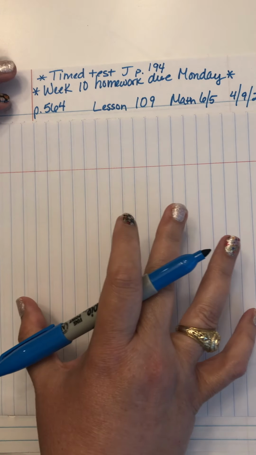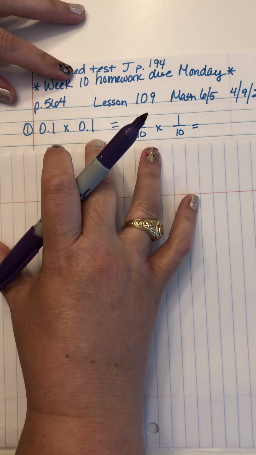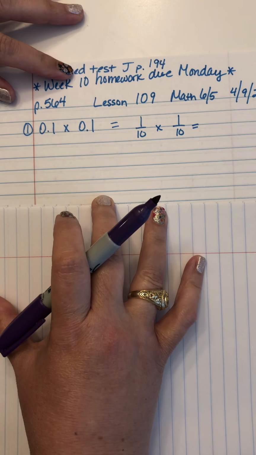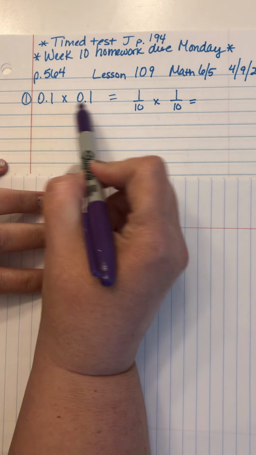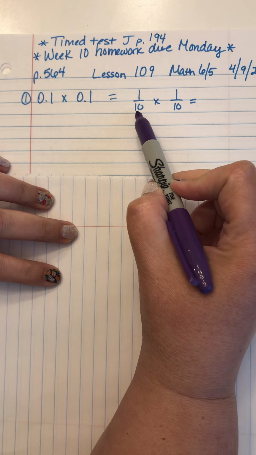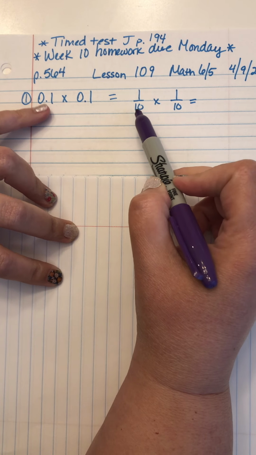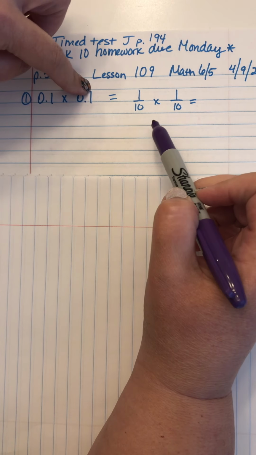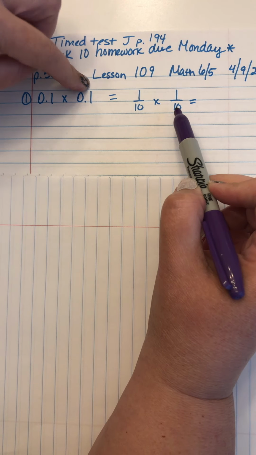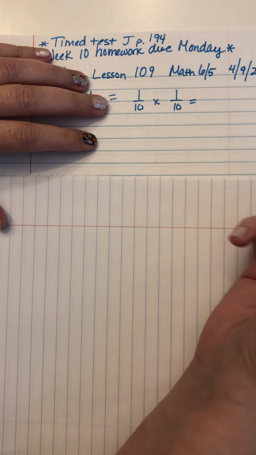All right, so let's get started with lesson 109. It is multiplying decimals. So our first example that we're gonna learn about multiplying decimals on here, you'll see I've written the decimal multiplication problem, 0.1 times 0.1. And I've also written it as a fraction multiplication problem, 1/10 times 1/10, because these are equal. This decimal number is equal to the fraction 1/10, and this decimal number is equal to the fraction 1/10. So we've multiplied fractions before, so I thought we'd start with something we're familiar with.